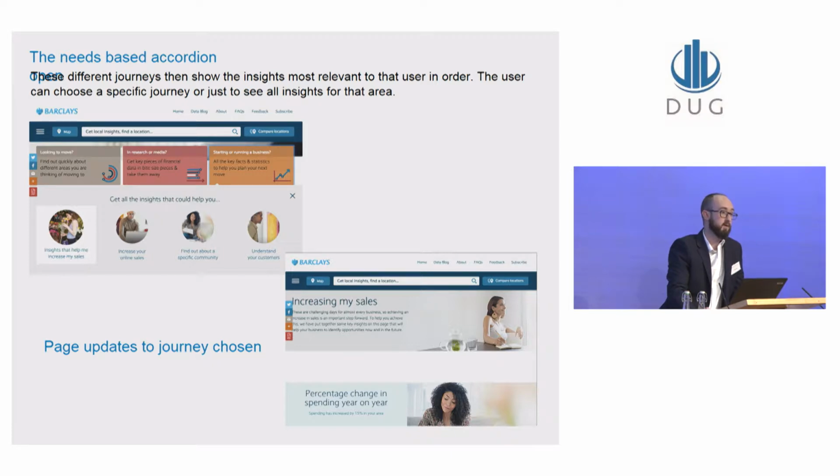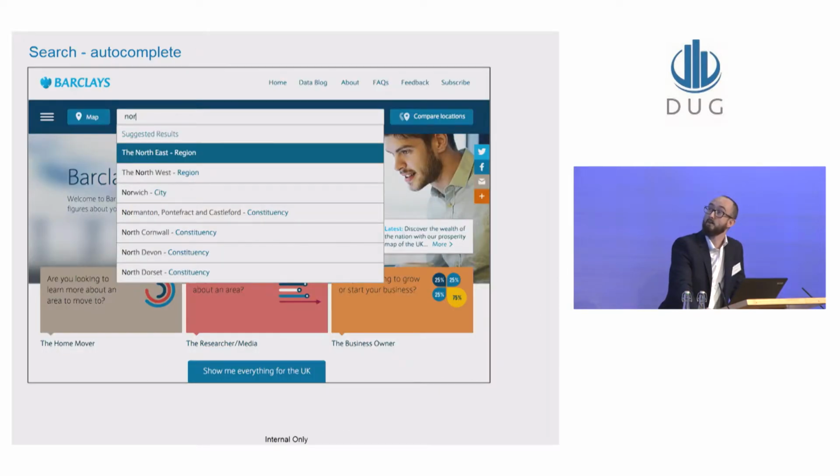So if you were looking at starting up a business in Plymouth, as an example, you pop Plymouth in there, you click on starting or running a business, and it will prioritise those 37 different insights into the order that would be most relevant for someone looking to start a business in Plymouth. It's nice that you've got the autocomplete.